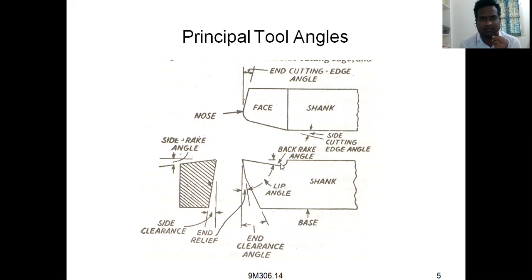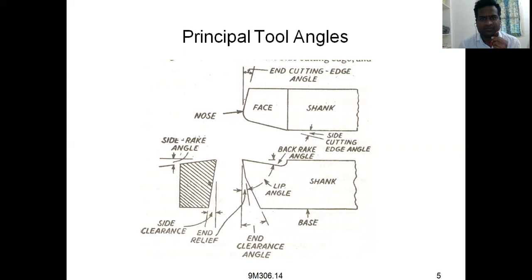Observe once again: back rake angle. End clearance angle, this one is the total end clearance angle, and this one is the end relief angle. This is the side relief angle, and this one is the side clearance angle. This one is the end cutting edge angle, and this is the side cutting edge angle.